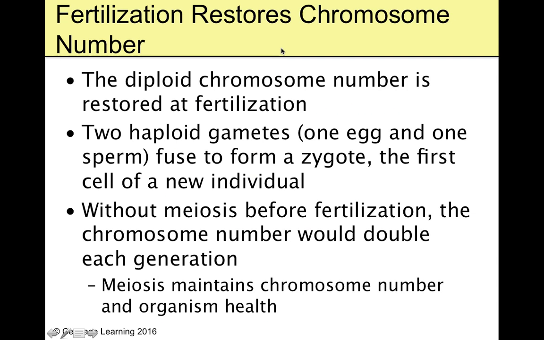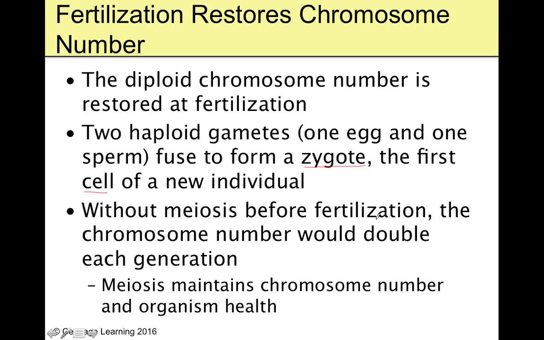So fertilization functions to restore our chromosome number. The diploid chromosome number is restored at fertilization because we have 2 haploid gametes, 1 egg, which is 1N, 1 sperm, which is 1N, fused to form a zygote. And a zygote is a single-celled, brand new, little tiny individual. And that's kind of cool to think about, the first cell of a new individual, because everything you see around you, trees and animals and ourselves, we all started as one cell, one teeny tiny zygote with enough information to differentiate and develop into the adult form.